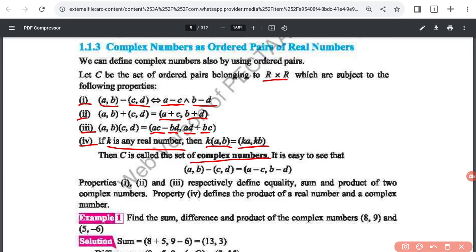It is easy to see that (a, b) - (c, d) = (a - c, b - d). So the properties 1, 2 and 3 respectively define equality, sum and product of two complex numbers. Property 4 defines the product of a real number and a complex number. Okay, so I hope you understand it. Now we move towards the first example.